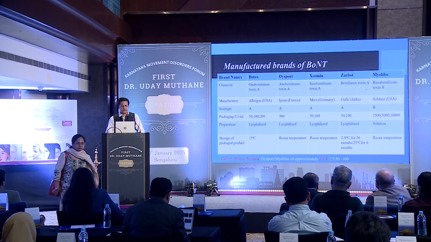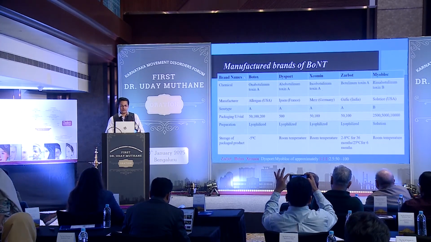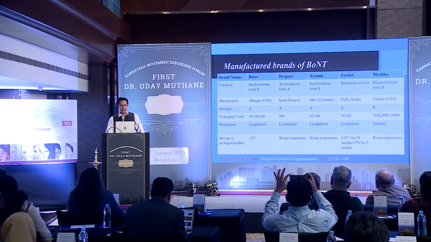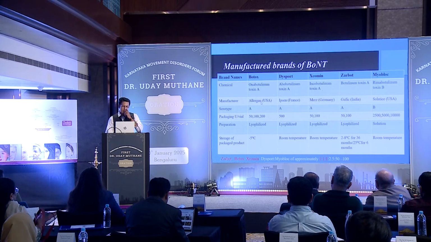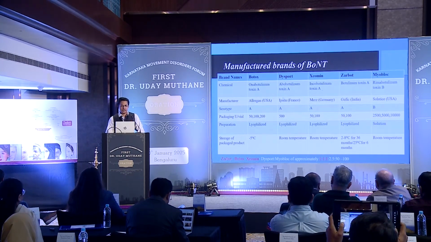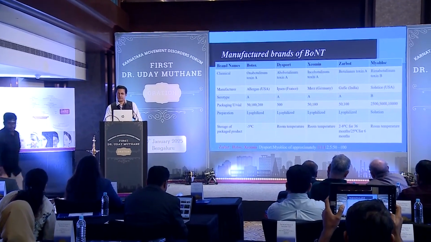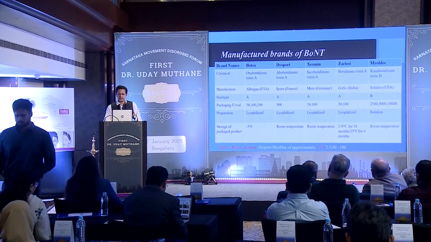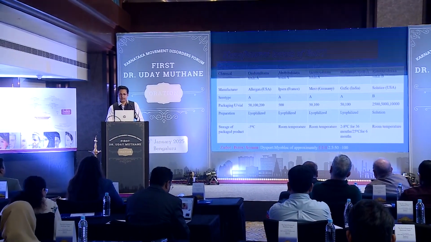So these are the brands which are currently available in the market. We have used all these first 4 except Myobloc. Onabotulinum toxin was the first that we used. This is by Allergan. And then came Dysport. Currently Dysport is not available in India. Xeomin is another one, also called incobotulinum toxin. This is one of the most purified forms. And then you have Zarbot, which is also a botulinum toxin type A.